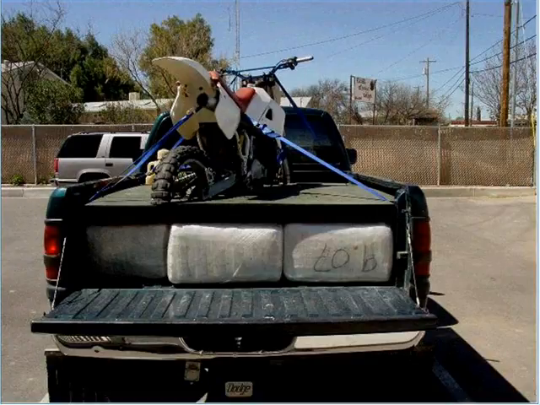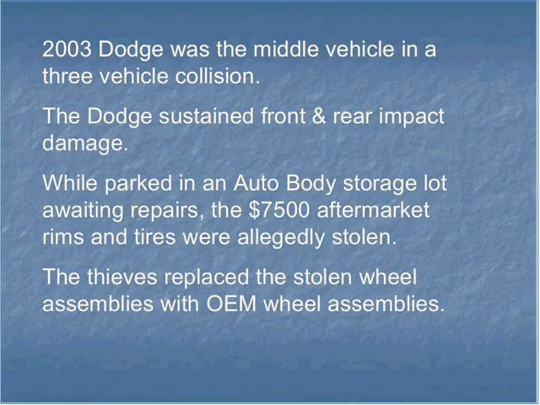So again, photographs, just trying to show a little bit how deceiving they can be. Reported the wheels are stolen. We have a 2003 Dodge truck that was the middle vehicle of a 3-vehicle collision. The Dodge sustained front and rear impact damage while parked in an auto body repair storage lot waiting for the repairs. He had $7,500 worth of aftermarket rims and tires purportedly stolen off of this truck.